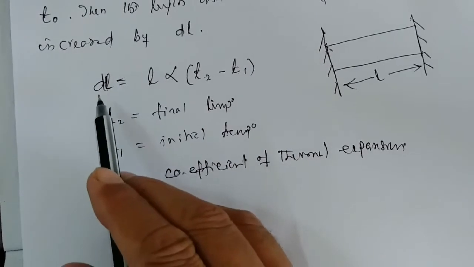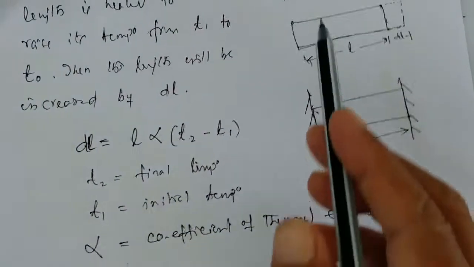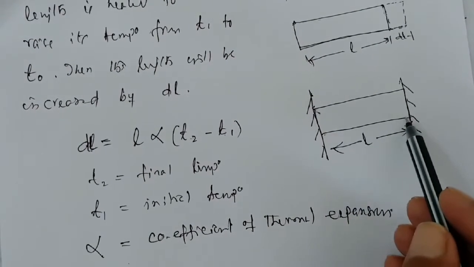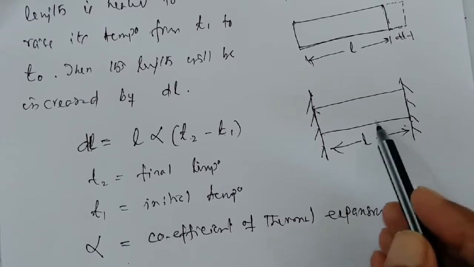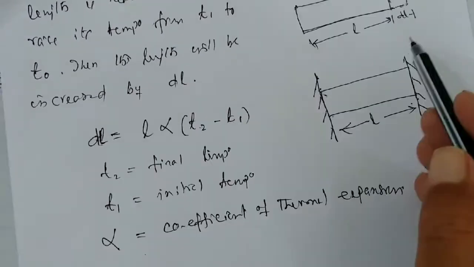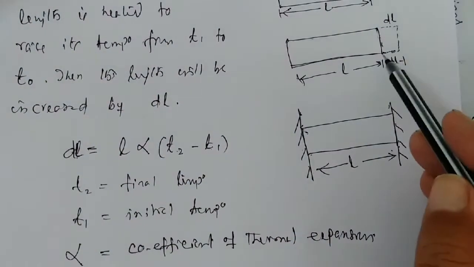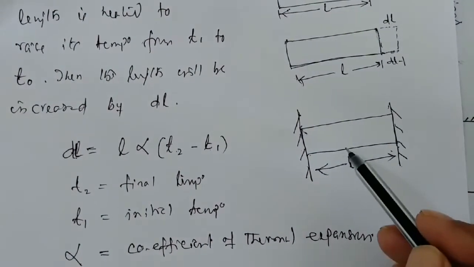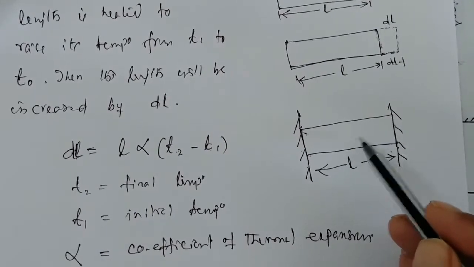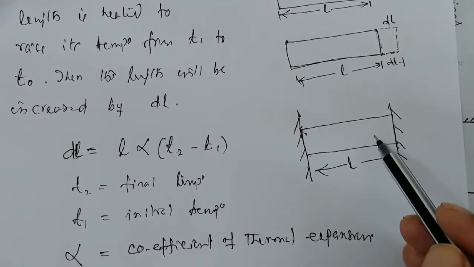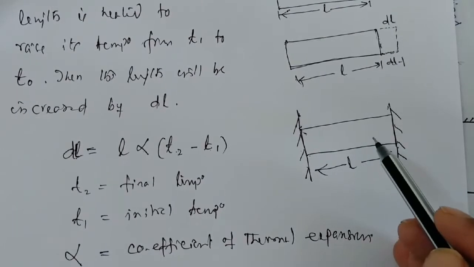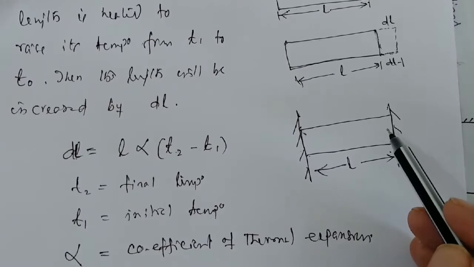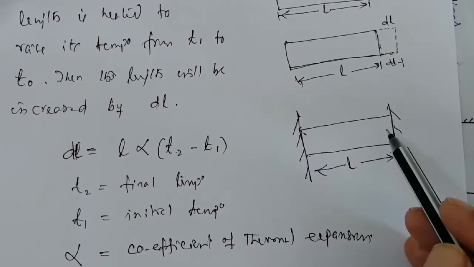Now, if this deformation is restricted, that is, if the same bar is held between two fixed walls, these two walls do not allow this expansion to take place. The expansion dl is not allowed by the walls. The walls do not move, so when the temperature of the member is raised, it wants to elongate, but the walls are fixed, so they do not allow the elongation to take place. That means the walls restrict this dl, nullify the dl by force.